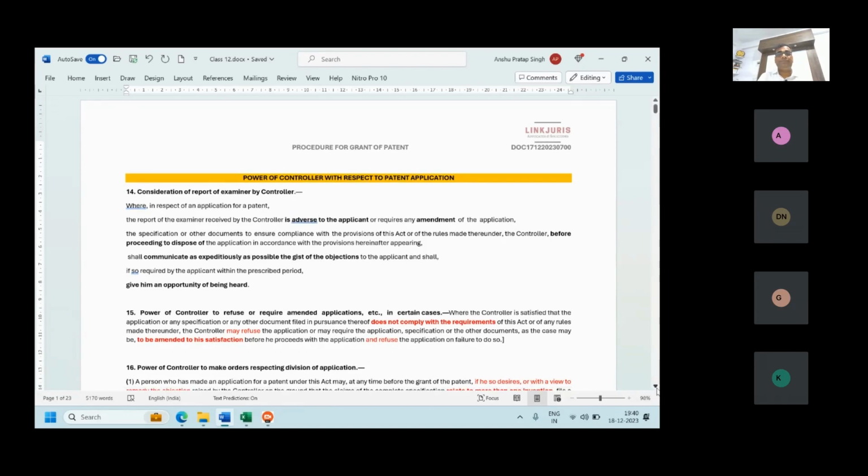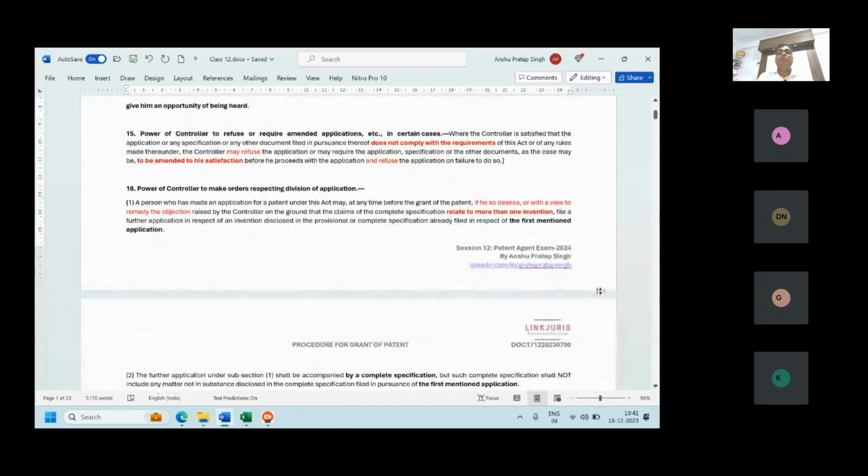Section 15 says there are two things he can say. First, he can either suggest an amendment to comply with the requirements of the Act, either you amend or he refuses. If there is nothing which can be amended, it will say on its face that it is refused. But he can also say please amend to my satisfaction, meaning I am suggesting the amendment. If you are fine with that, go with this.